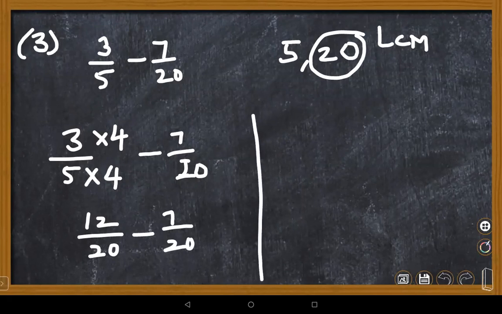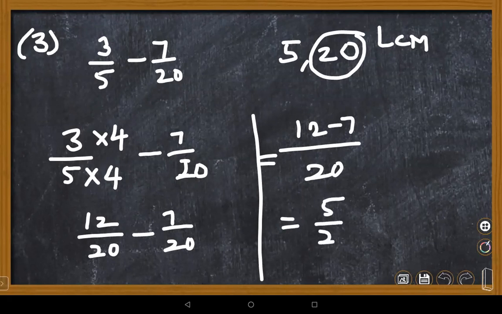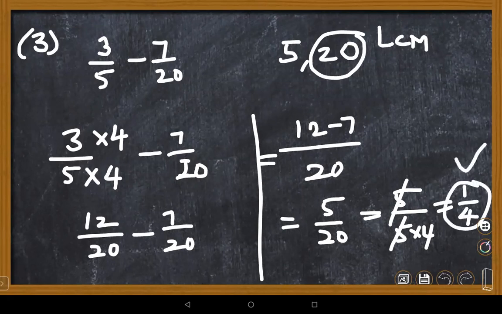Now both are like fractions. You need to subtract the numerators, 12 minus 7. Ma'am, 5 by 20. Very good. 5 by 20, again you need to reduce. Who will go out here? 5. Ma'am, 1 by 4. Very good. So 1 by 4 is the final answer. Any doubt here, Daksh? No, ma'am.